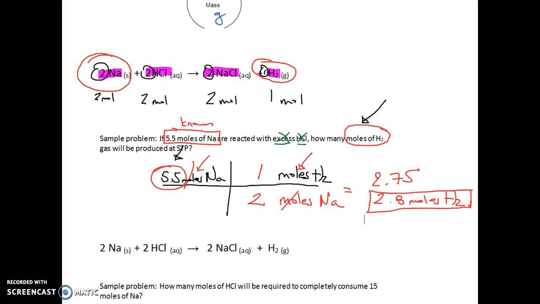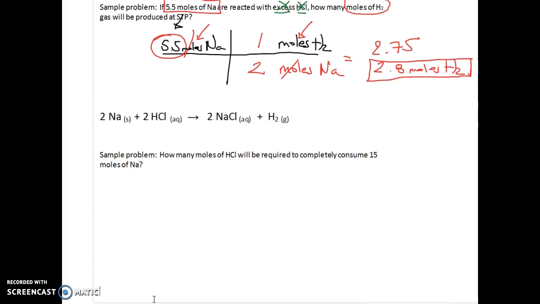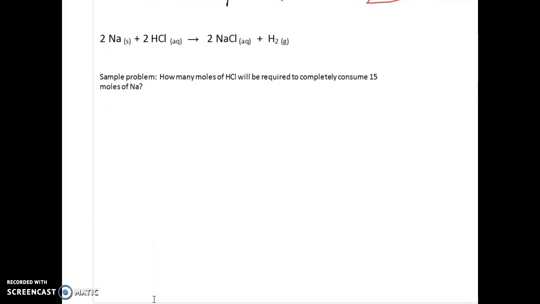Let's try one more problem and make sure we're on the right track with this. Same balanced equation on this guy. And so it says, let's identify first off our known. How many moles of HCl will be required to completely consume 15 moles of sodium? So 15 moles of sodium is going to be our known, and moles of HCl is our unknown.